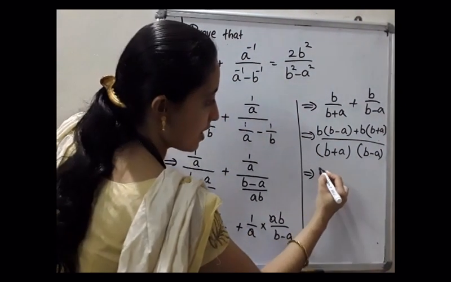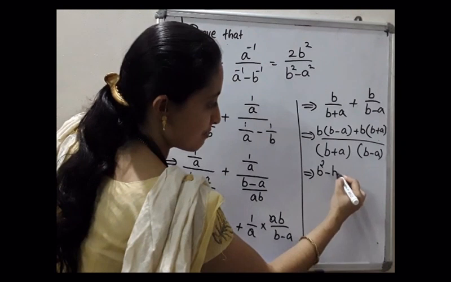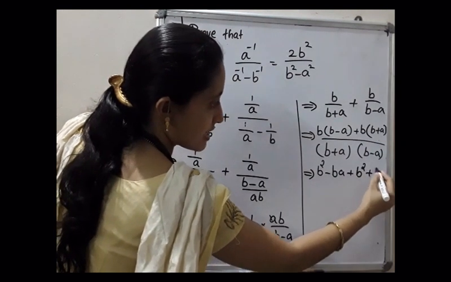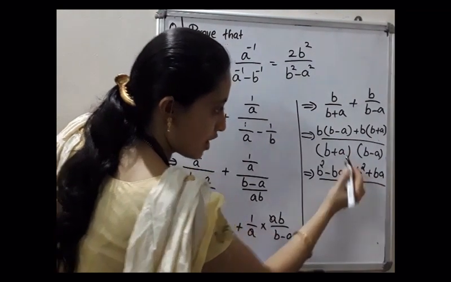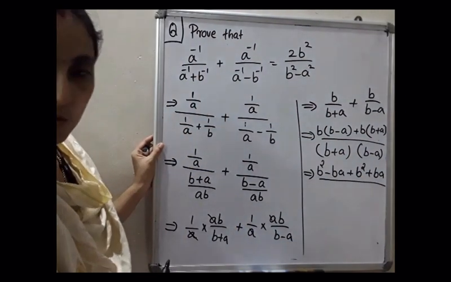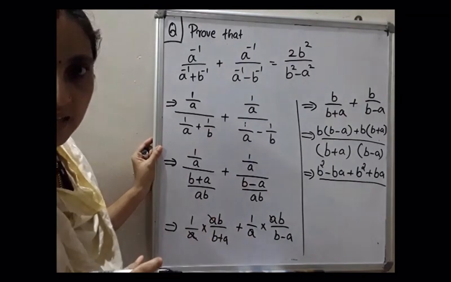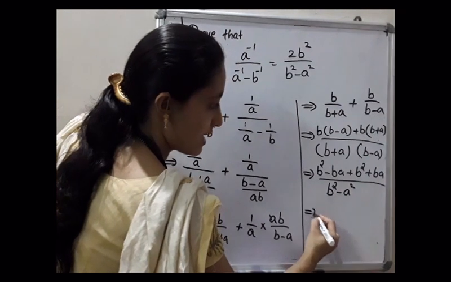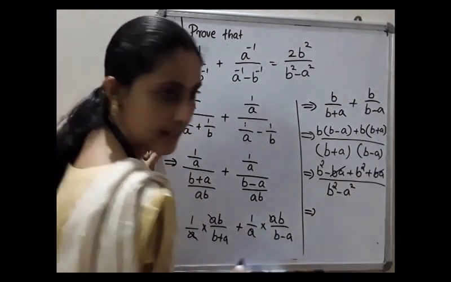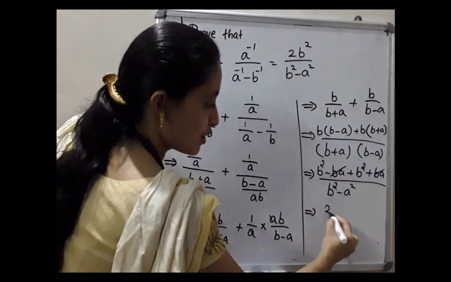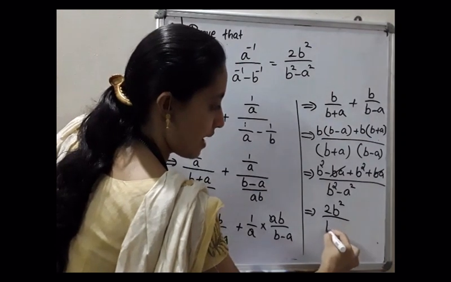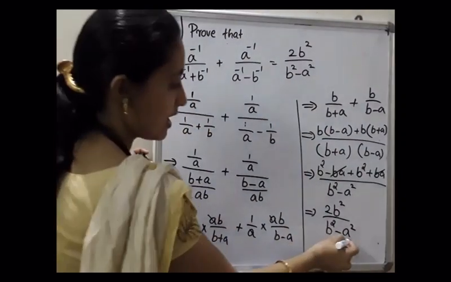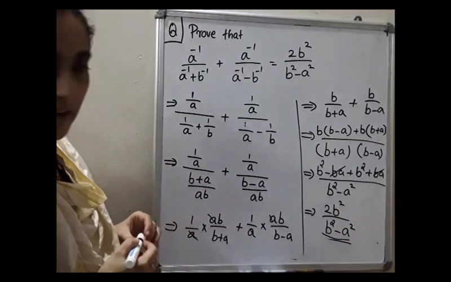Opening the bracket, what we got? b square minus ba, plus b square plus ba, divided by the denominator, which is of the form a plus b into a minus b, so b plus a into b minus a is b square minus a square. So minus ba and plus ba cancel. So b square plus b square is 2b square divided by b square minus a square. That is what we want to prove. So LHS is equal to RHS and hence proved.